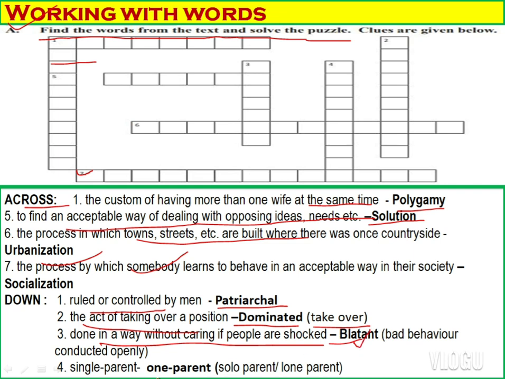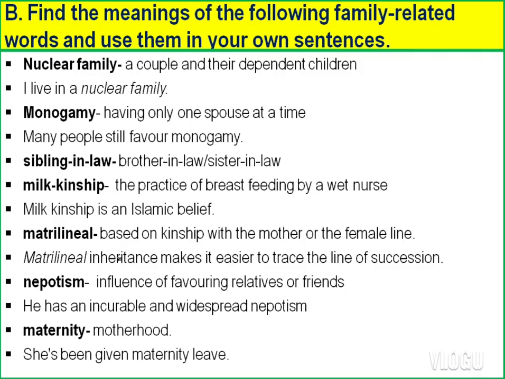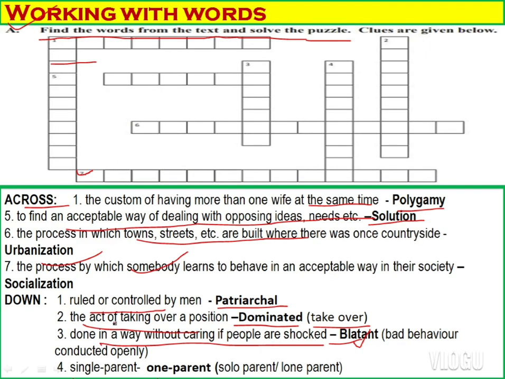bad behaviors conducted openly. Single parents, it almost takes 10 lines. This is single parents, and for question number 4 we need 10 letters. So as there is a space, this is one parents. As we see the whole passage, we come to know about this one parents. Even the meaning can be solo parents, lone parents, but they are not given in our passage. So we can say this one parent is most probably the similar meaning of single parents.